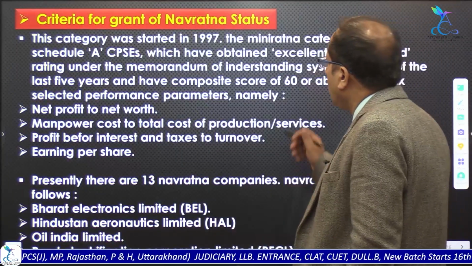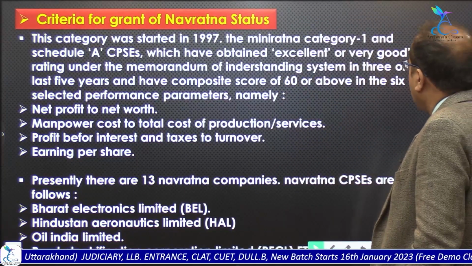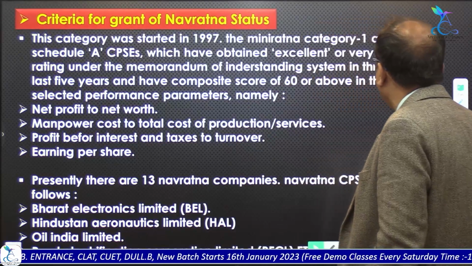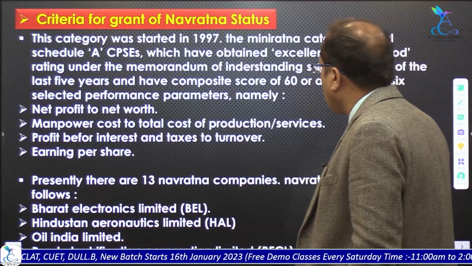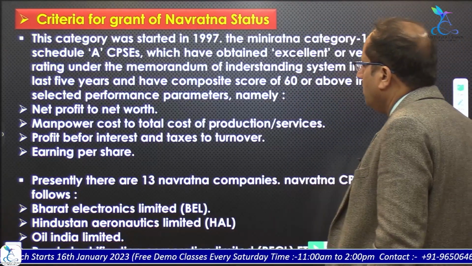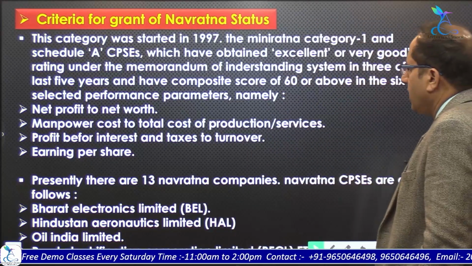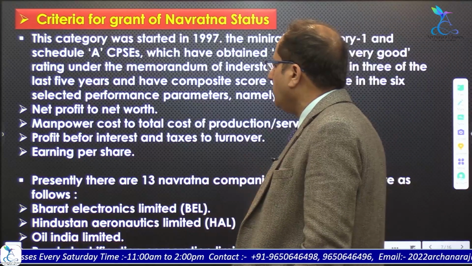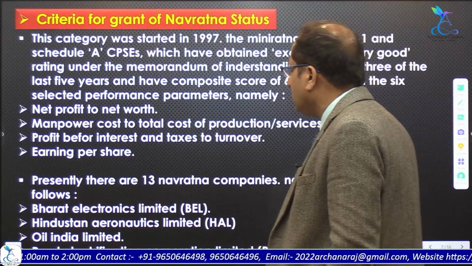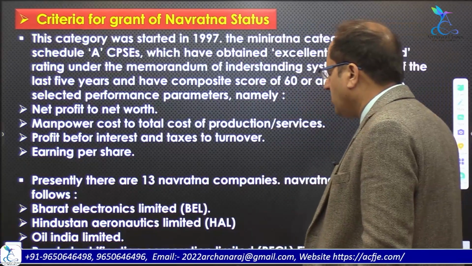Next, the Navratna category was started in 1997. The Navratna category is for Schedule A CPSEs which have obtained an excellent or very good rating under the Memorandum of Understanding system in 3 of the last 5 years, and have a composite score of 60 or above in the 6 selected performance parameters, namely net profit to net worth, manpower cost to total cost of production or services, profit before interest and taxes to turnover, and earnings per share.